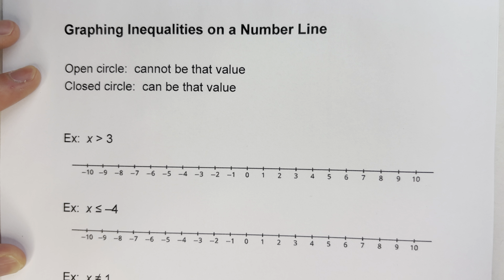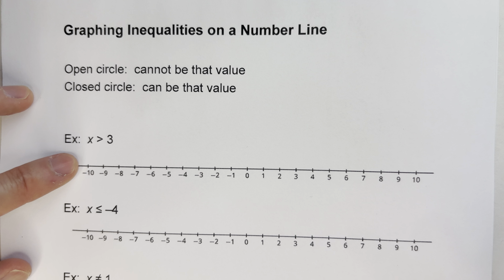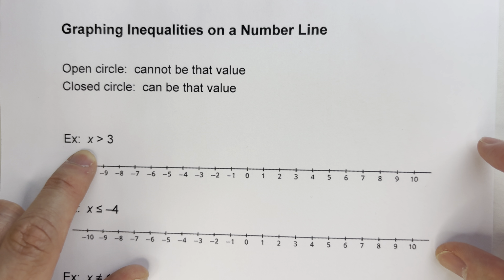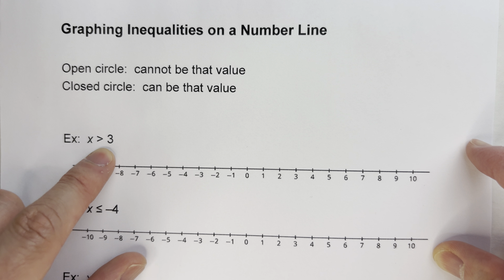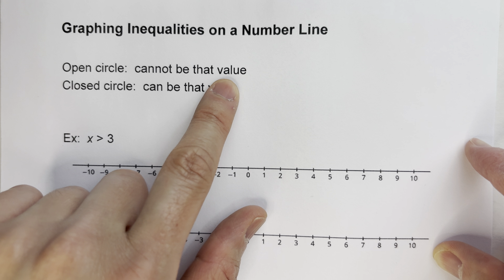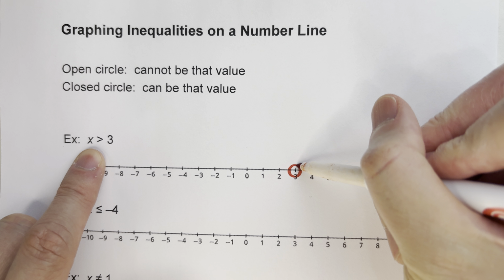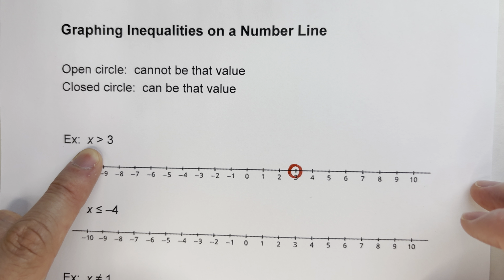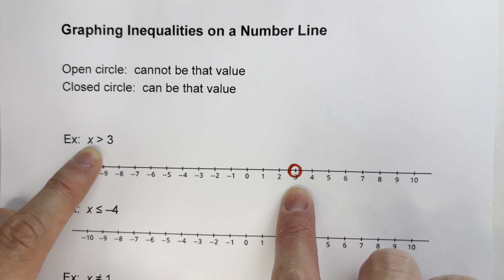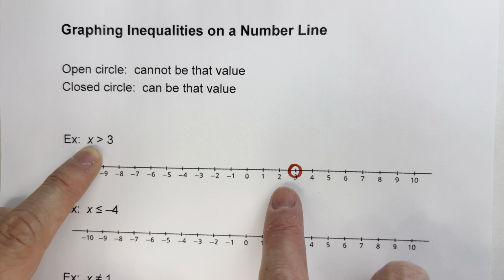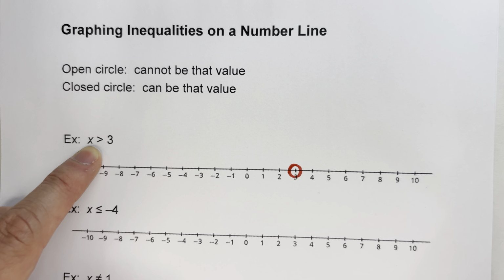All right, so here's our first example. X is greater than 3. Okay, so we're going to represent all the possible values that X could be if it's bigger than 3. So the first thing you have to ask yourself is, if X is bigger than 3, can X actually be 3? No, because X has to be bigger than 3. So since X cannot be that value, we put an open circle at 3. So on the number line, I'm going to put an open circle at 3, okay? And so notice I didn't fill it in, I just put a circle there, because it could be really close to 3, but it cannot actually be 3.